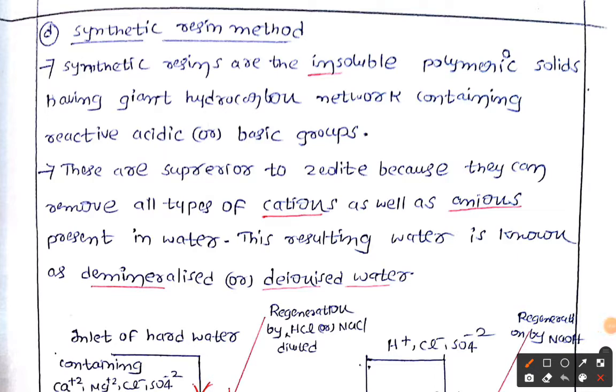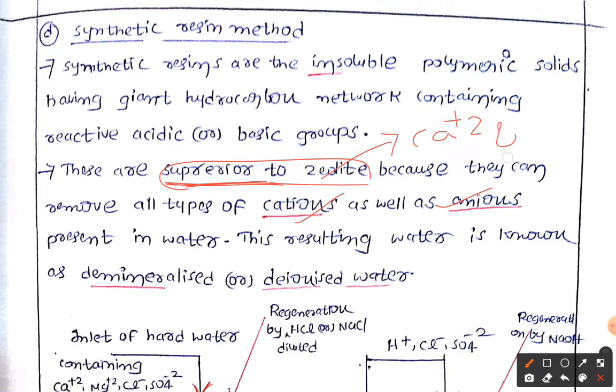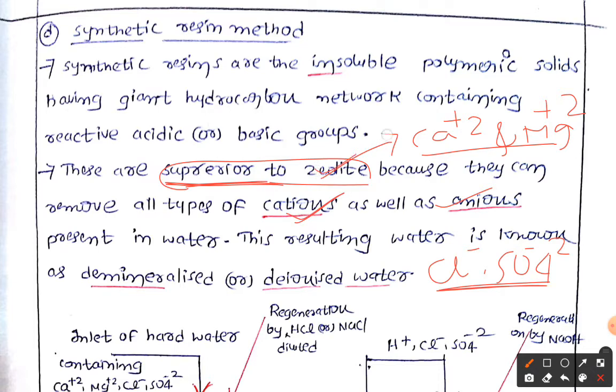If you compare it with the zeolite method, these are superior to zeolite because they can remove both cations and anions. In the zeolite method, we are only removing calcium and magnesium ions. We are not removing any anion. In the washing soda method, you are removing chlorides and sulfate ions. So sometimes you are removing cations and sometimes anions. But in the synthetic resin method, you are going to remove both cations and anions.